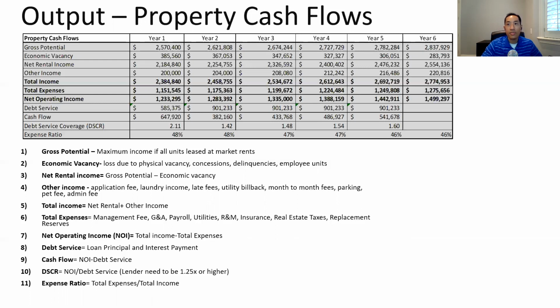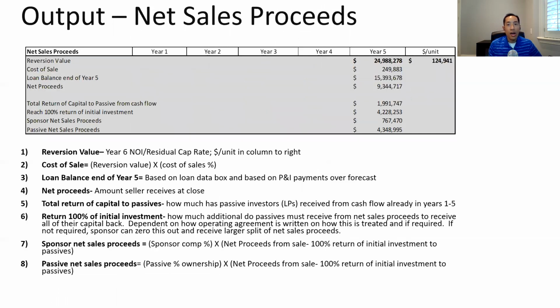So just double check that when you go through your underwriting. And in net sales proceeds, this is the next box. What is your property going to sell for? So you're going to do all these improvements. You're buying the deal, putting in your rehab, running the deal for 5 years. What's it going to sell for? So this property is coming out about 25 million, 125 a door at the end of year 6. So that's your NOI year 6 divided by your residual cap. And then you subtract out your cost of sales, pay off your loan, and then this is your net proceeds.